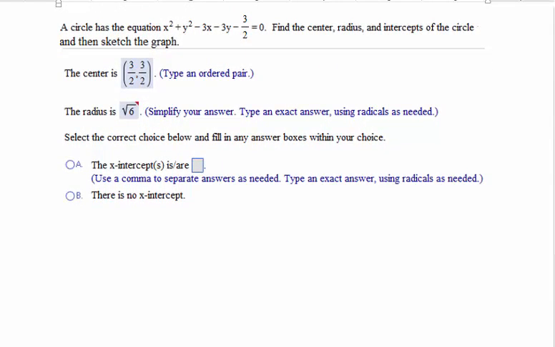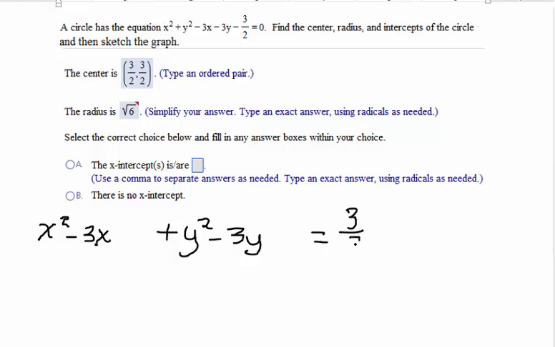So let's do that. When we complete the square, we want the x terms on one side of the equation and the y terms on the same side of the equation. And then we're going to add 3 halves to the other side because we don't want the constant on the left side of the equation. We want variable terms on one side, anything that doesn't have the variable on the other side.